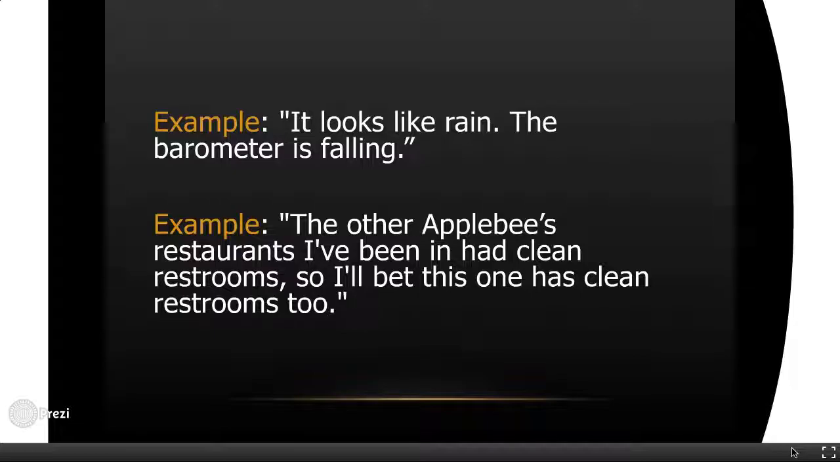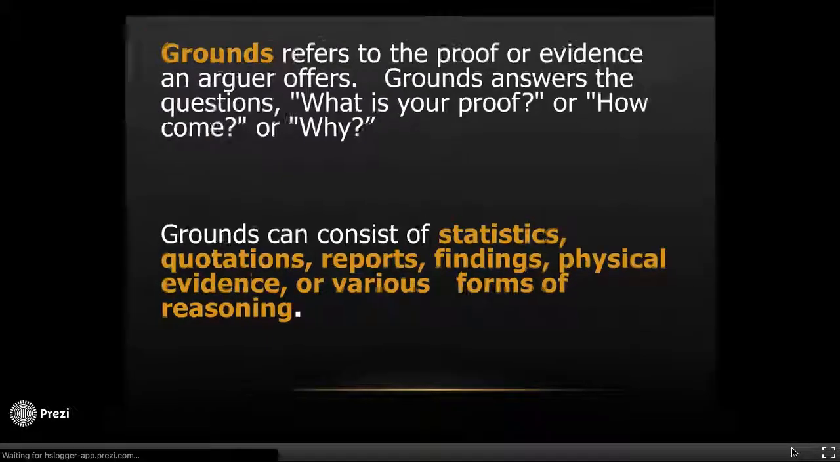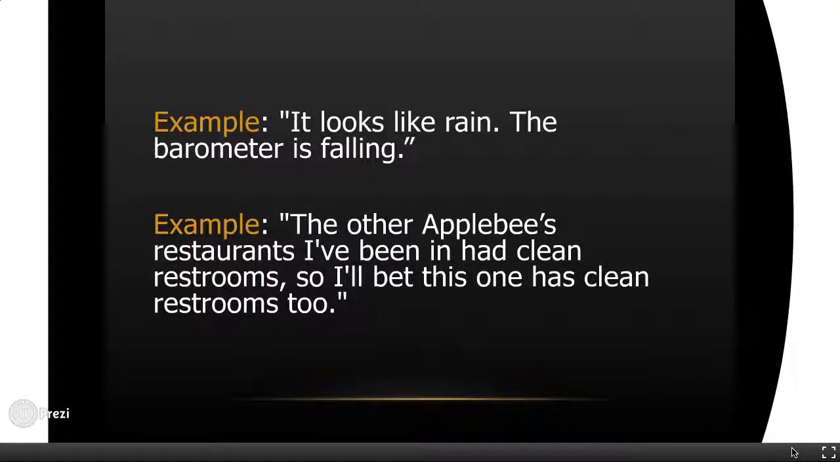All right. It looks like rain. The barometer is falling. With the barometer falling, you have some physical evidence that you are taking a look at. Even though it might not be something along the lines of a black eye, you have actual physical evidence. I can take a look at the barometer. That's leading me to my claim that it looks like it is going to rain. If I take a look at the other Applebee's restaurants I've been in, they have had clean restrooms, so I'll bet this one has clean restrooms too. I'm making a claim, I'm making an assumption, but I'm basing this essentially from experience that I have. Again, evidence, data that they've been clean at other ones, so I'm going to assume this one's going to be clean as well.